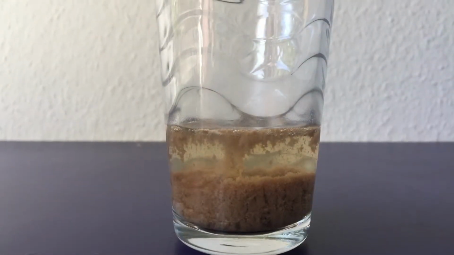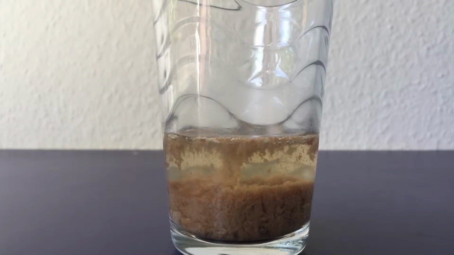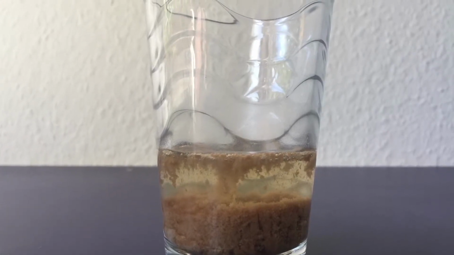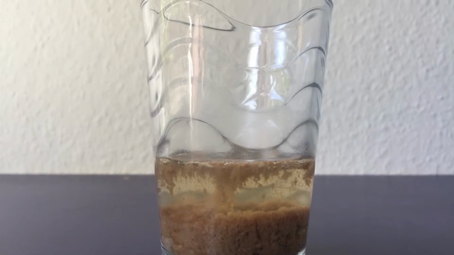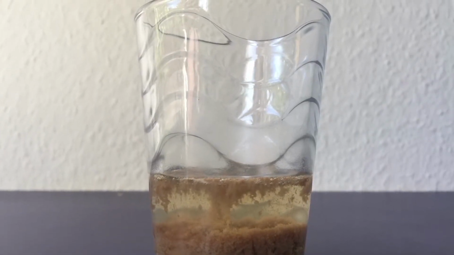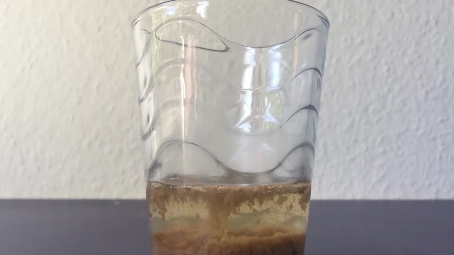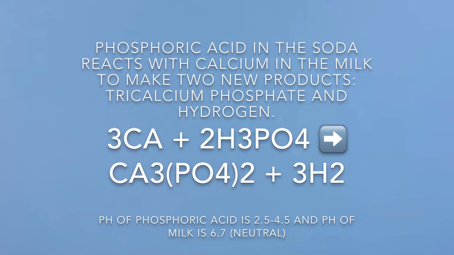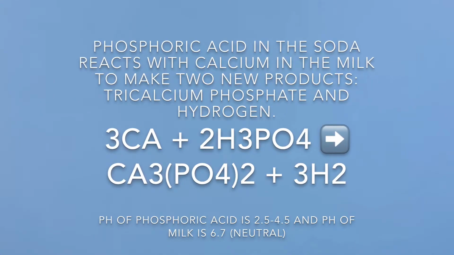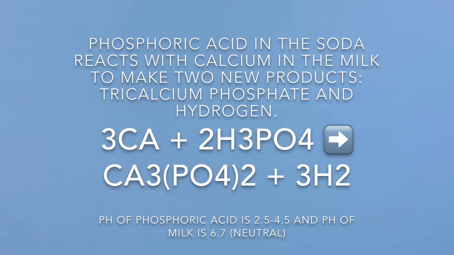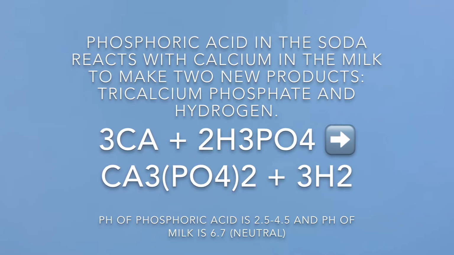But what really happened in this chemical reaction is that when cola was diluted with milk, the phosphoric acid in the soda curdled the milk. Now this chemical reaction was then followed by a physical change where the curdled milk slowly fell and settled to the bottom. And this is the chemical reaction that happened in this experiment. 2 new products were formed, tricalcium phosphate, basically the precipitate that fell to the bottom, and hydrogen gas that rose above.